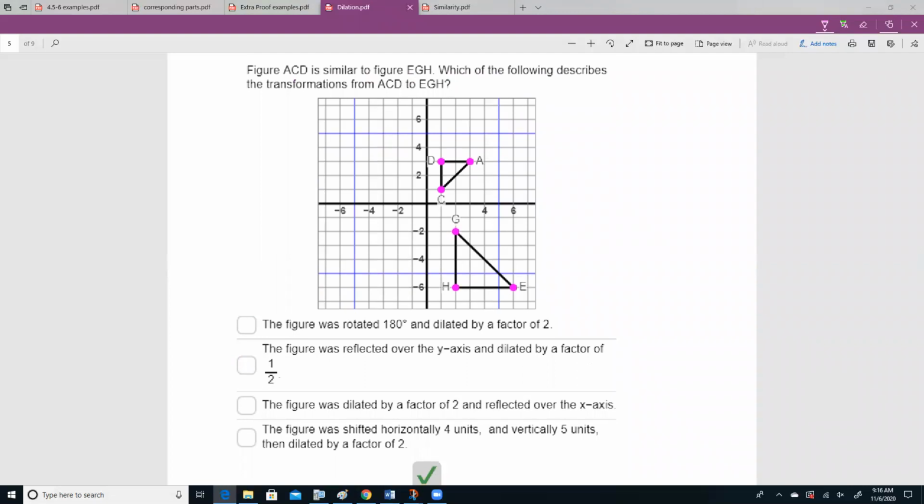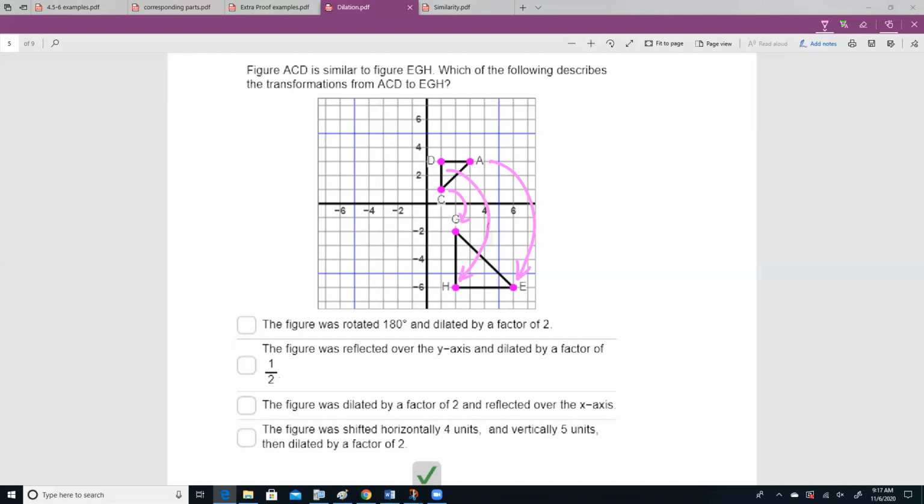The figure ACD is similar to the figure EGH. Which of the following describes the transformation from ACD to EGH? Okay, again, let's match up our pieces. A corresponds to E. C corresponds to G. And D corresponds to H.